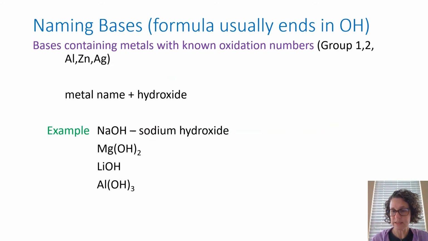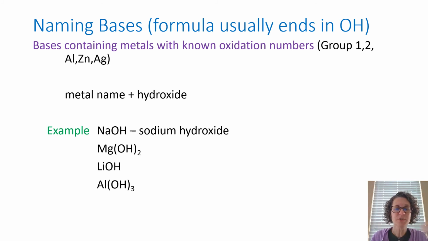Now, naming bases, easy peasy, because this is basically how you've already been practicing naming anyway. When you name a base, you have the metal name plus hydroxide. This first set are metals where we know the oxidation number. So basically metals from column 1 or column 2, or one of our special 3 in that little diagonal on your periodic table, aluminum, zinc, and silver. When you name those, you just name the 2 parts. So for example, NaOH. Na is sodium, OH is hydroxide. And there you go, sodium hydroxide.